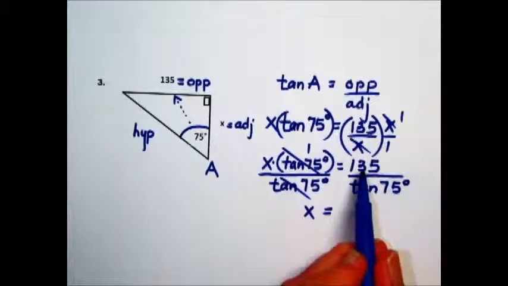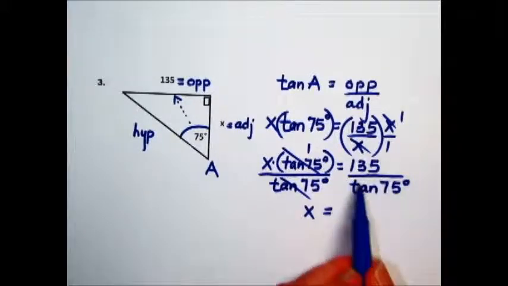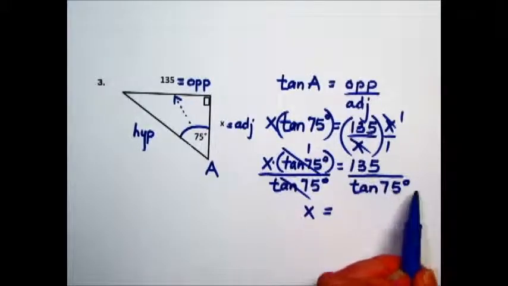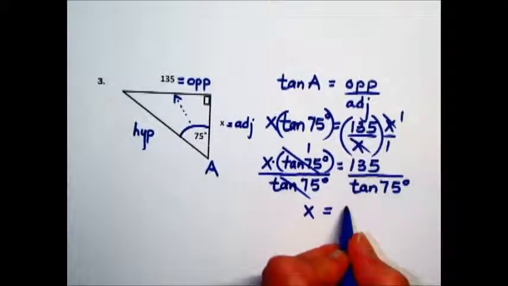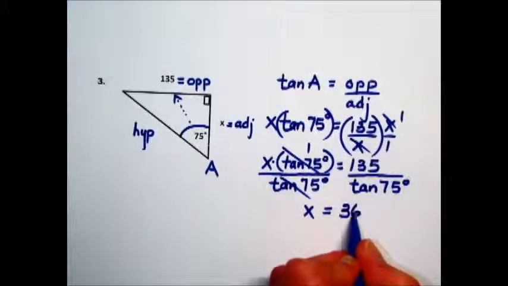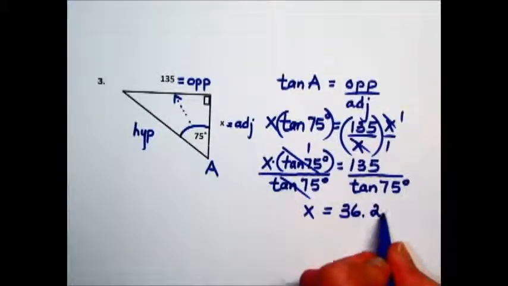And using our calculator, taking 135 divided by the tangent of 75, be sure you hit your equals. You should find that that adjacent side we're trying to find the value of is 36.2 for its length.